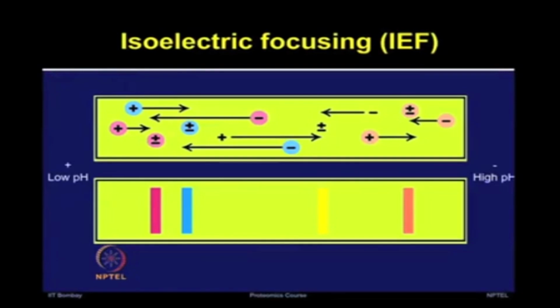Now, in this view, you can see from the low pH to the high pH, proteins are moving in the electric field, and once they reach a stage where there is no net charge or pH becomes equal to their isoelectric point pI, then these discrete bands can be seen.